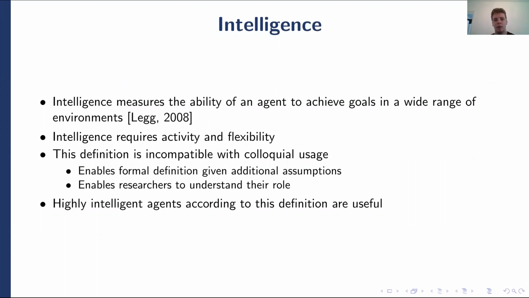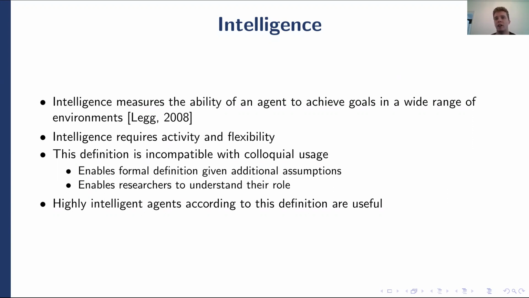Many people, even experts, would say that we don't have a good definition of intelligence, but I strongly disagree with that. I think we have an excellent working definition of intelligence, meaning that we have a definition that we can, in practice, use to develop intelligent agents and algorithms. So the definition I'm talking about is the following. Intelligence measures the ability of an agent to achieve goals in a wide range of environments.